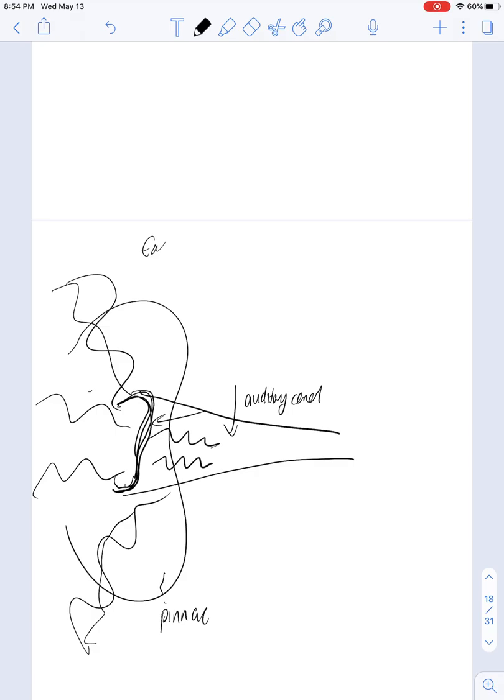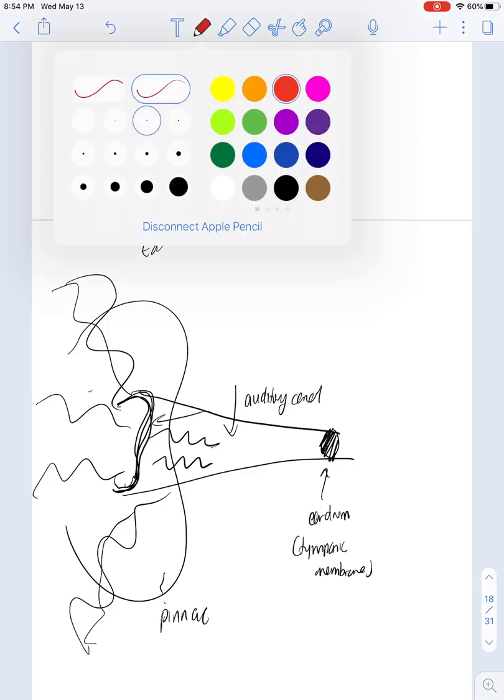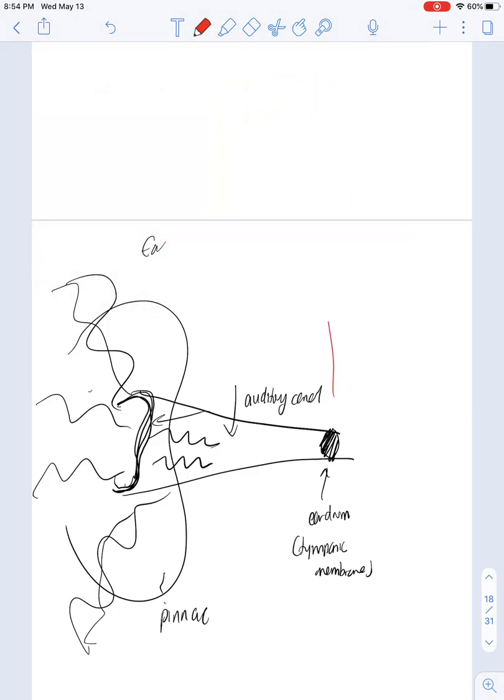All those sound waves are now traveling into your ear, into your auditory canal, and then they hit this structure here, and that's your eardrum, which is also called your tympanic membrane. Now, this part that I just drew is called the outer ear, right? That's the outer part of the ear.